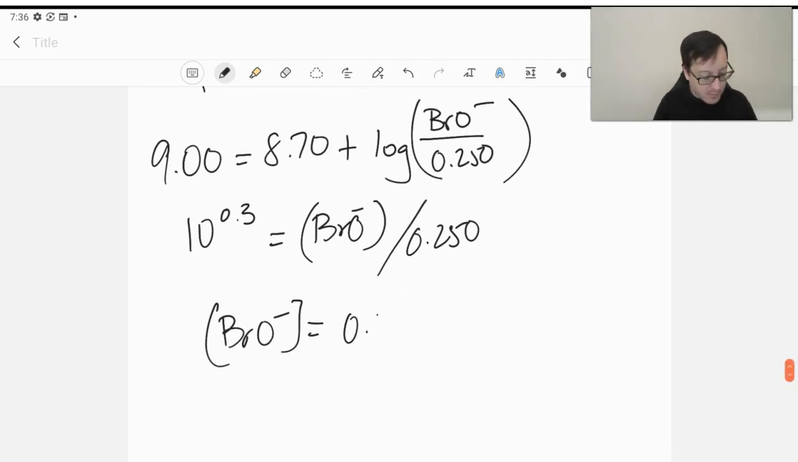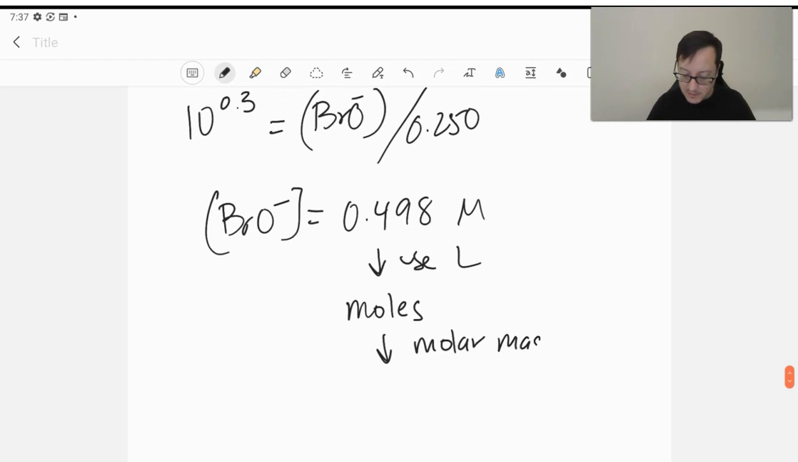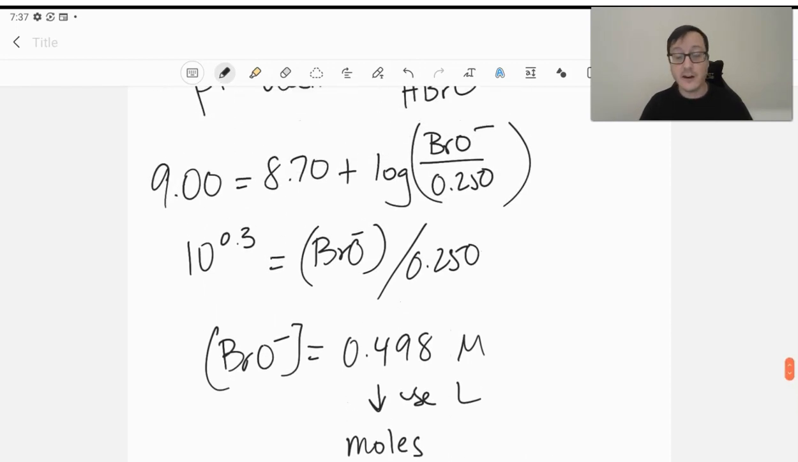We will see that we want the hypobromite to be around 0.498, which, depending on the volume of your solution, that's molarity. You can then use volume to calculate moles, and then you can use your molar mass. Say if you want to use sodium hypobromite, you would be able to figure out how many grams you need to add to the solution to make that pH of 9. Notice that the base has a much higher concentration than the acid. The reason for that is because our desired pH is higher than that of the pKa. So we want more base around than the acid. So that makes sense.